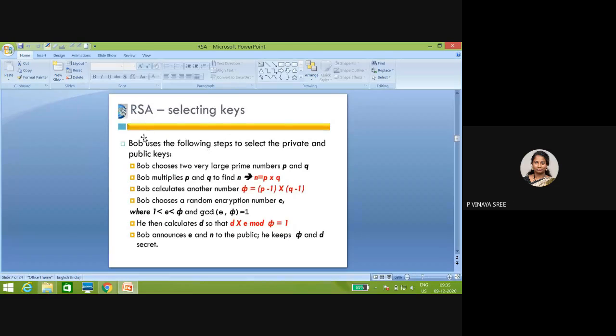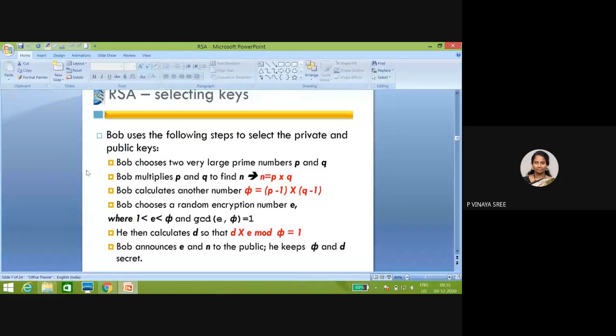So here, Bob uses the following steps to select the private and public key. So what are the steps? Note them down. So first step is what? Bob chooses two very large prime numbers P and Q. The larger the prime numbers, the more secure it will be.